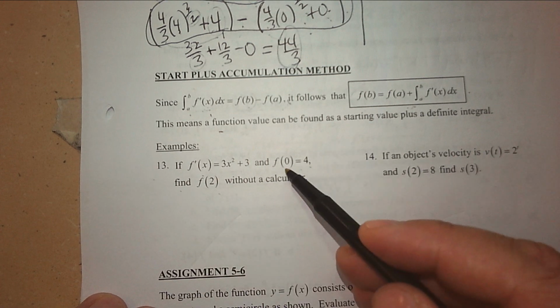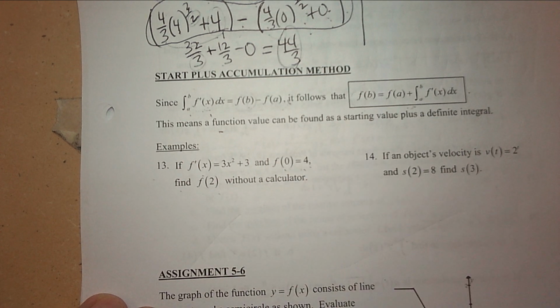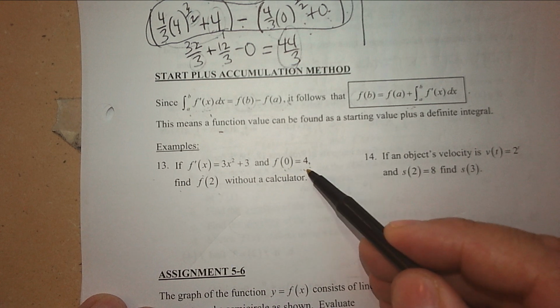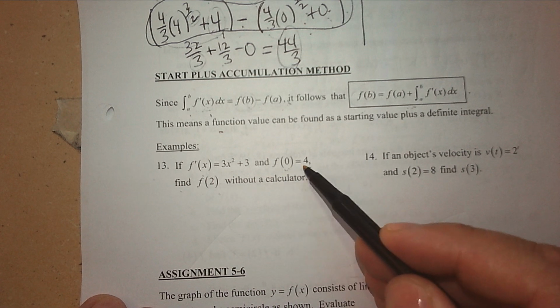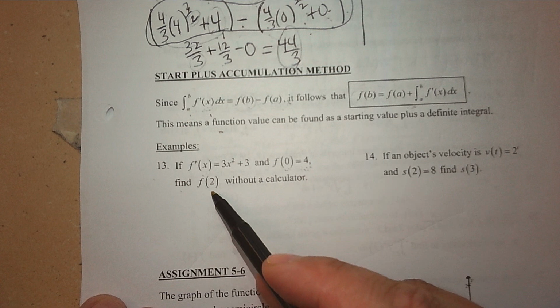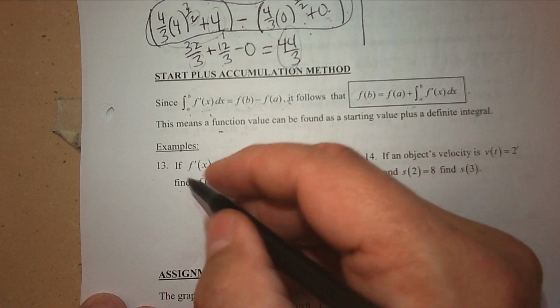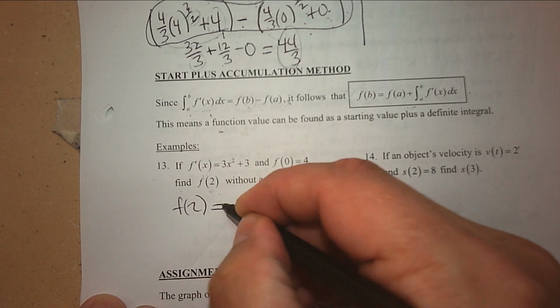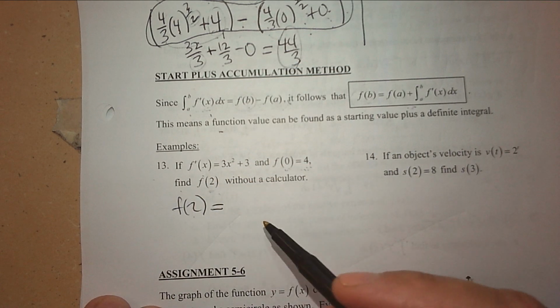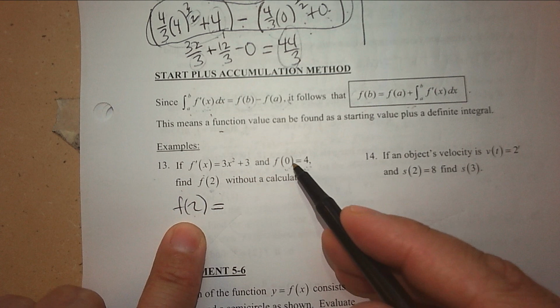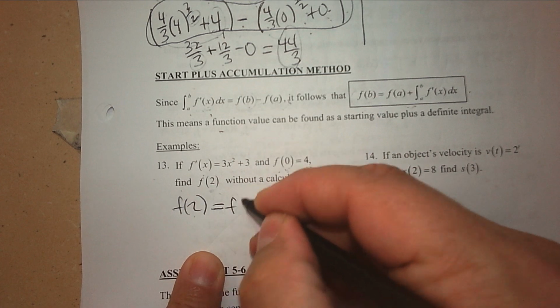You're given the starting value, meaning you're given the lower bound. The lower bound is 0, and when you plug it in, the answer is 4. But you're not given the upper bound. Can you see how this equation is for the upper bound? So if I fill in with that equation, the upper bound is f at 2. I don't know what it is. The lower bound, f at 0, I do know what that is.